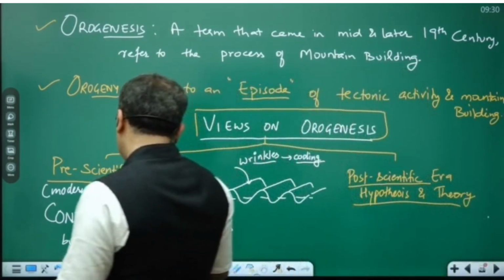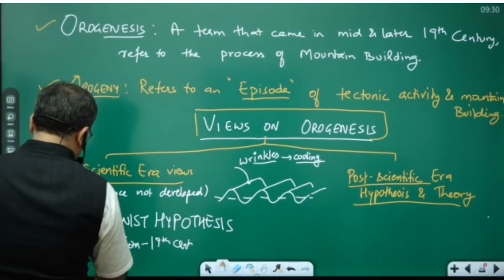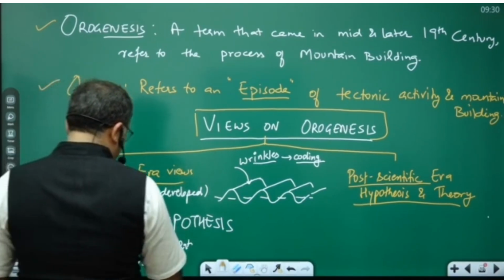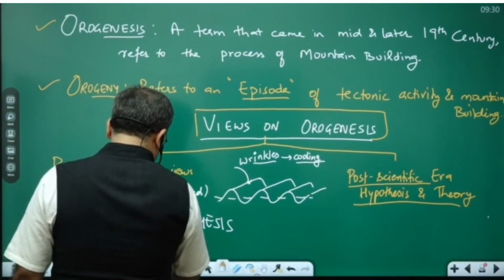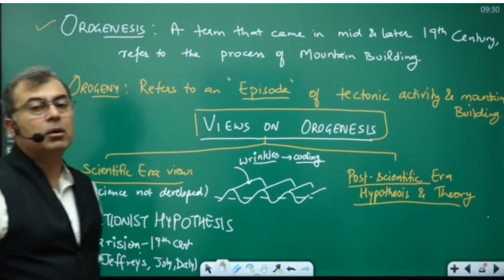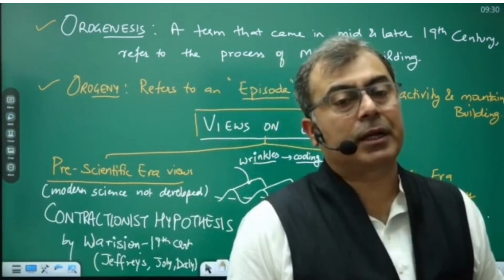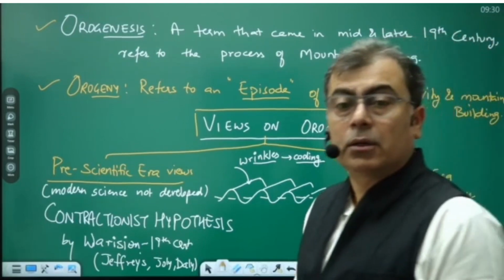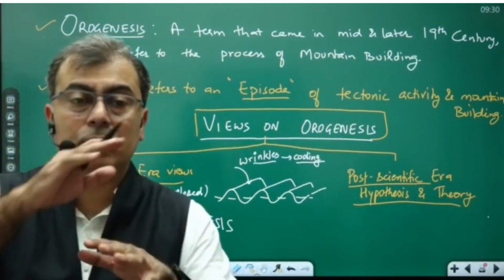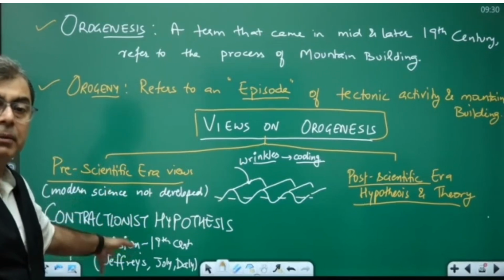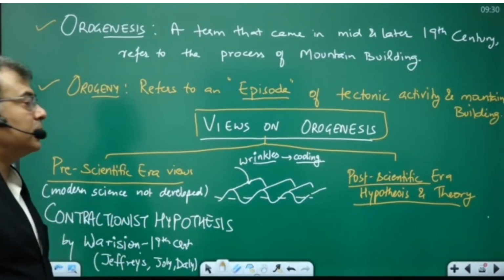So who will come in this? Jeffreys will come, and then we have Jolly, Daly, etc. Okay? So these are the people who are talking about this. Some kind of contraction is happening, and that contraction is happening because Earth is cooling. Do you believe that? That the Earth is getting cooler and these wrinkles have come? So you can very well see that they do not have much science, whatever limited science they have applied, and that is the dominant thing that they are talking about.